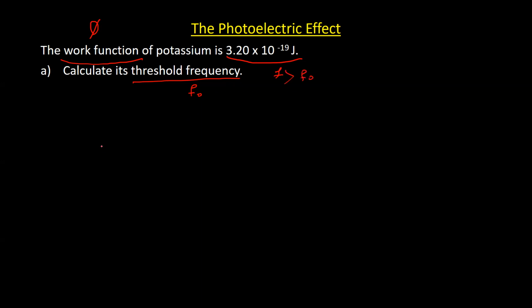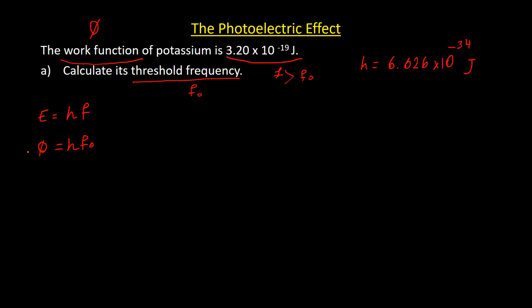f naught. Right now, we have the work function, that is energy, and we know that h is usually given to us, that is the Planck constant, 6.626 times 10 to the power of minus 34 joule second. And we need to find frequency. The formula that we have between energy and frequency is this formula. And I can also write it like phi equals h f naught.